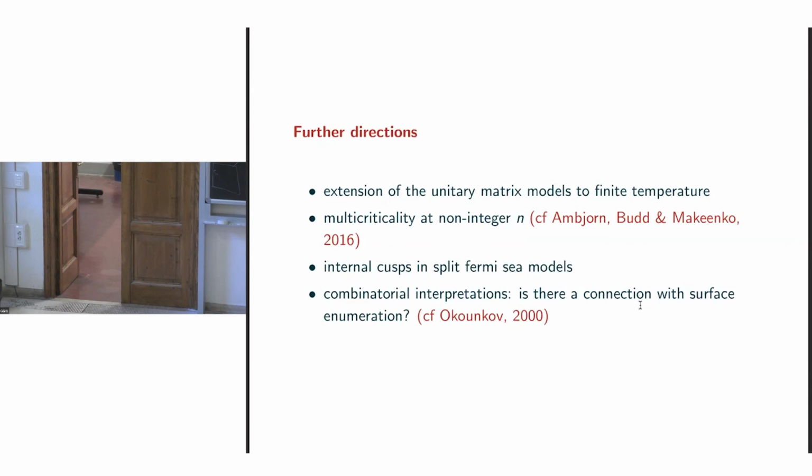And there are some further things. On the more analytic side, I'm still trying to extend this to non-integer n, which was already done for multicritical Hermitian matrix models. And then also the cusps you see, these split Fermi sea models, are also quite interesting. And then finally, this question of: can we get some combinatorics out of this very non-combinatorial model?